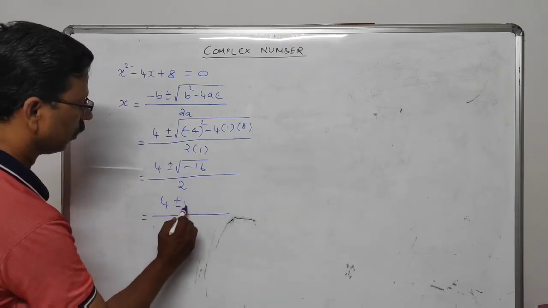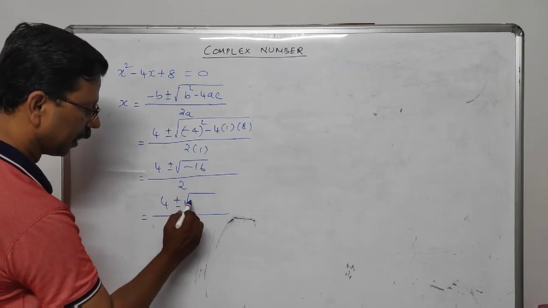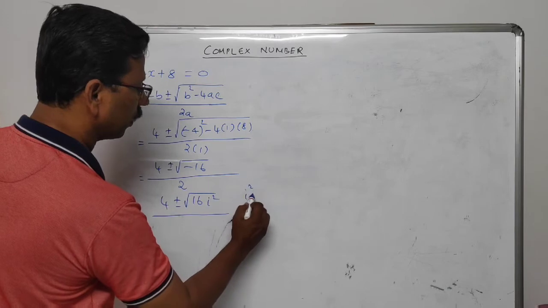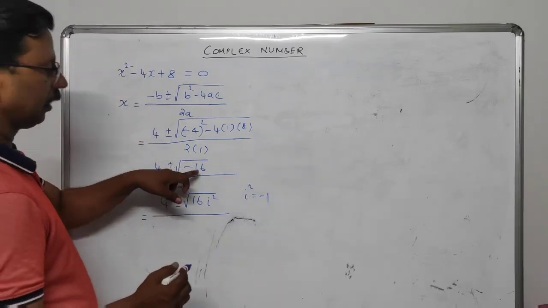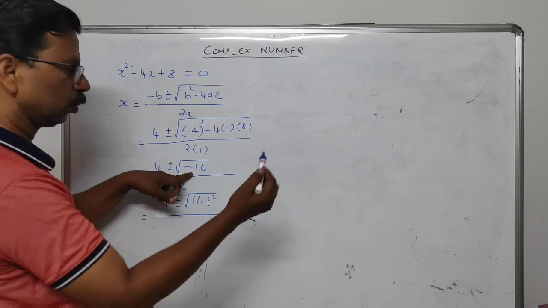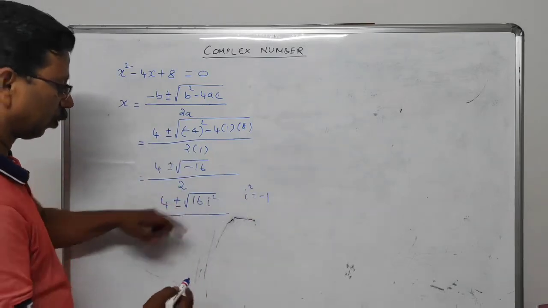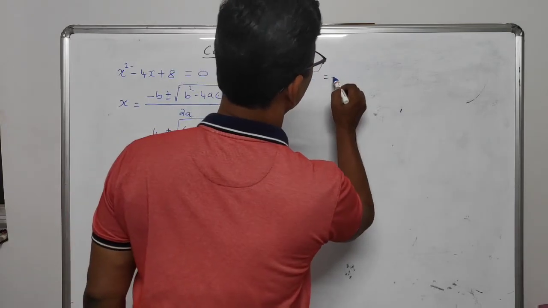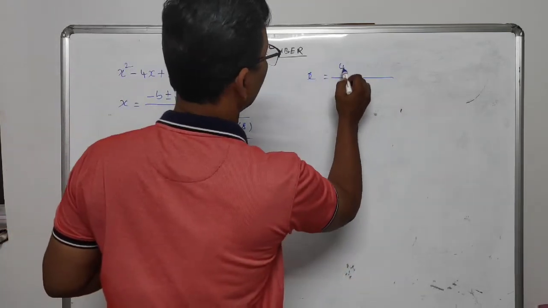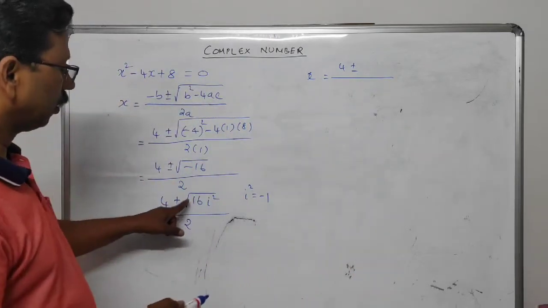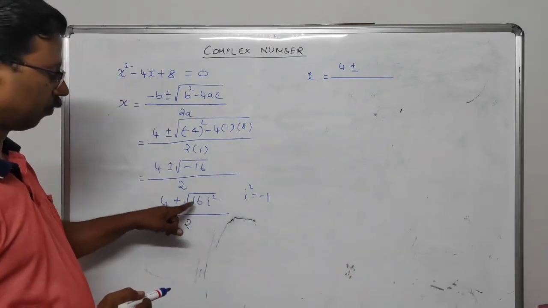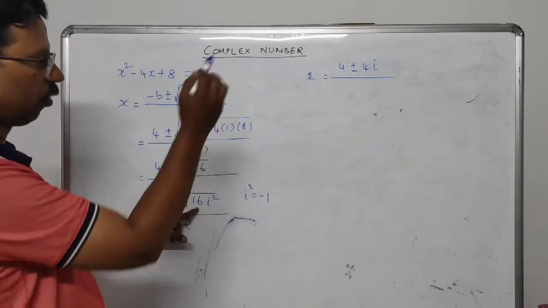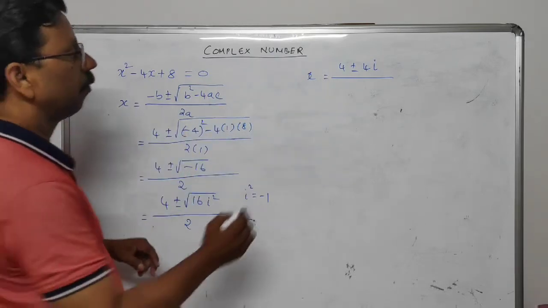4 plus or minus root of this minus 16 can be written as 16i square, where i square is equal to minus 1. This 16 can be written as 16 into minus 1. That minus 1 can be replaced as i square, by 2. Now which is equal to 4 plus or minus, now these are positive numbers. If you take the square root of these, you can write 4i. Square root of 16 is 4, square root of i square is i, by 2.